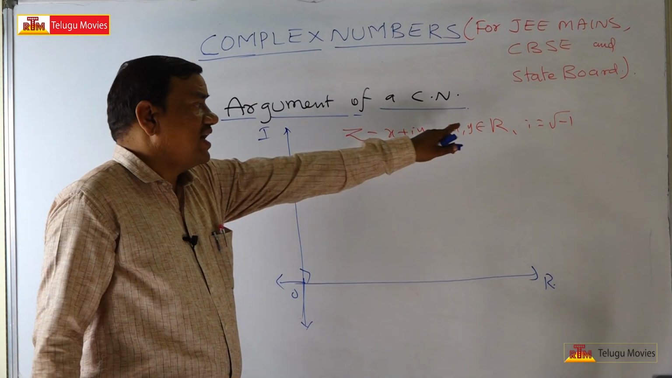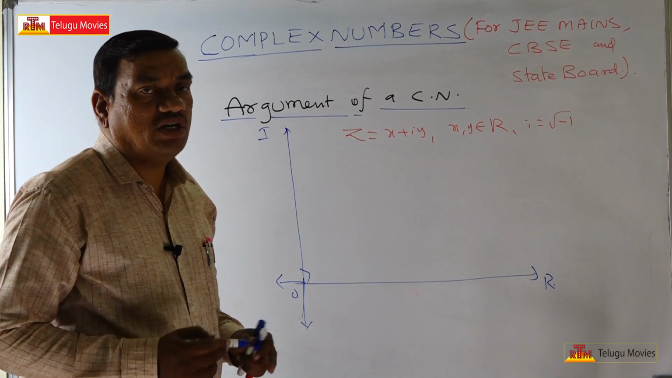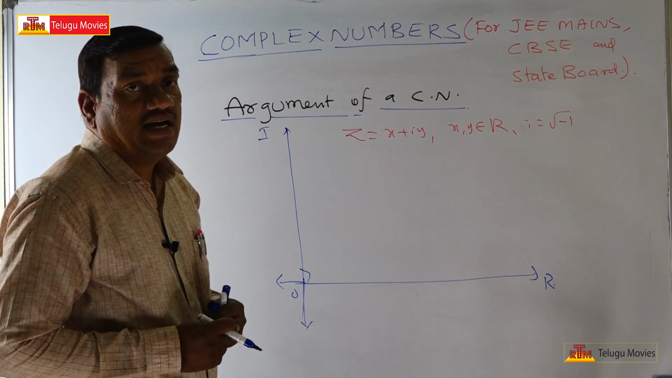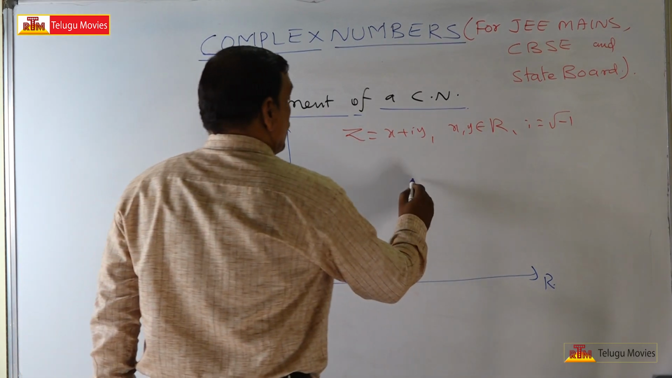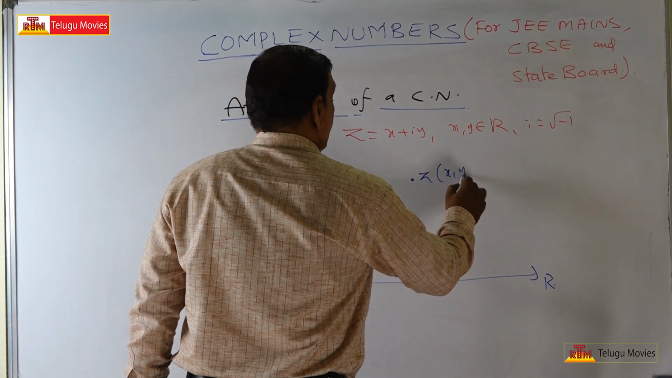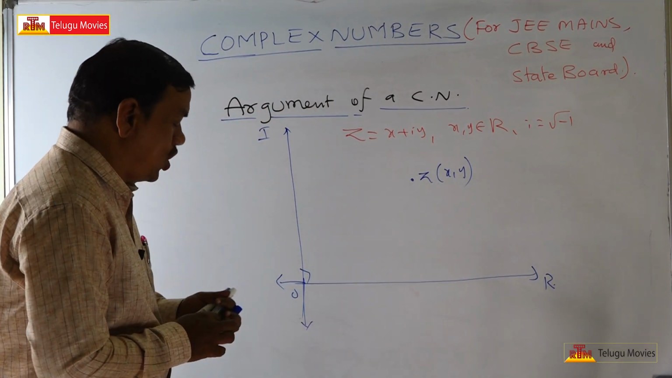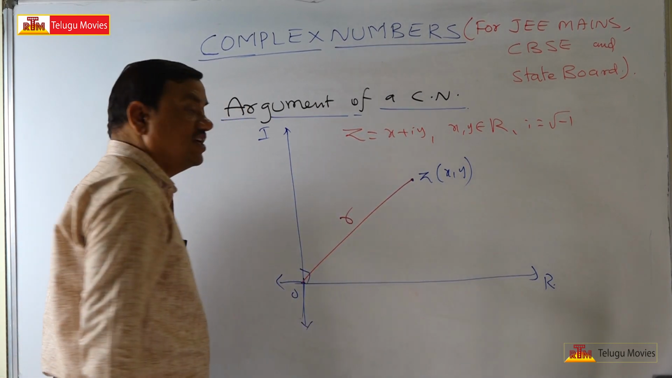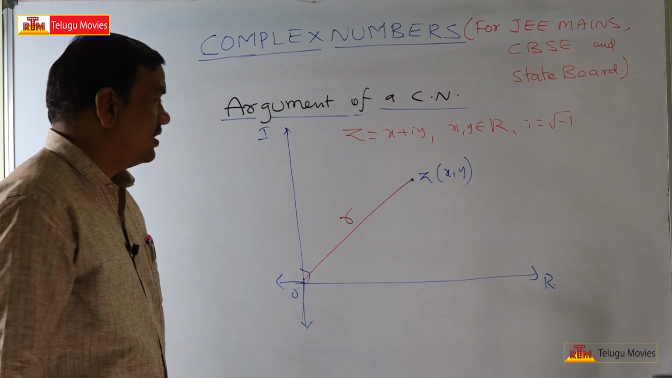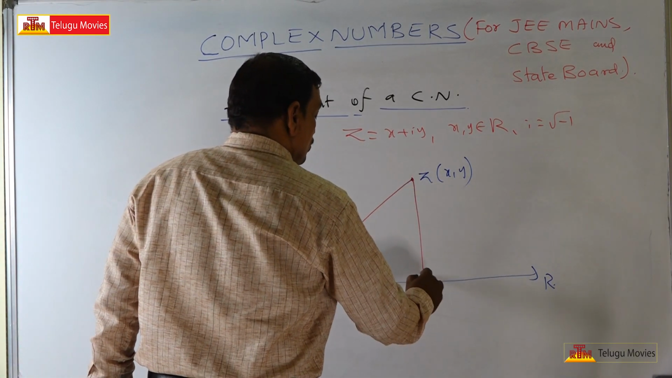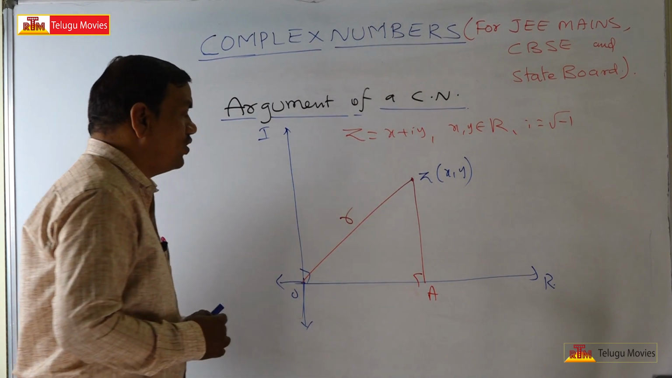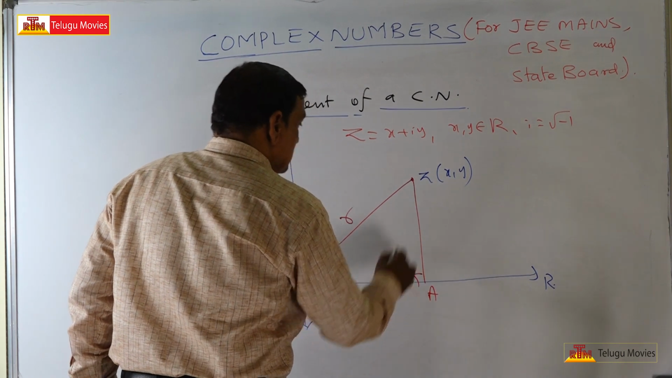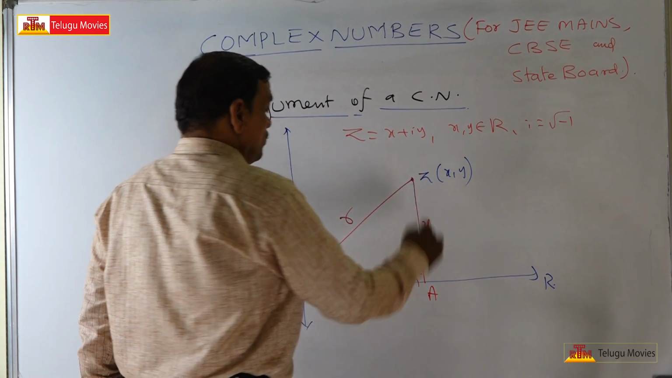Let us say that x and y are both positive, that is, x is greater than 0 and y is greater than 0. Then the complex number z equal to x plus iy will be in the first quadrant. So this is (x, y). Let us join this complex number point with the origin. The length is r, which is called the modulus of that complex number. Let us do some construction: join here some point A, and this is O. So you have got a right angle triangle, where the length OA is x and the length ZA is y.